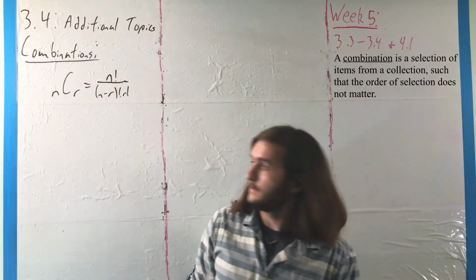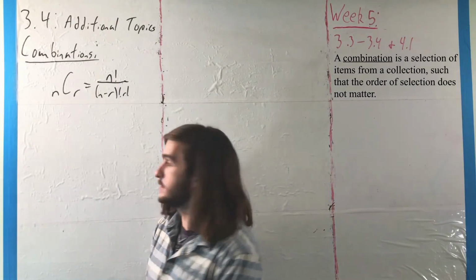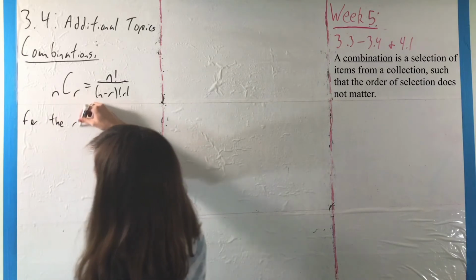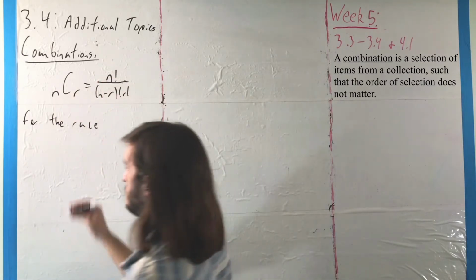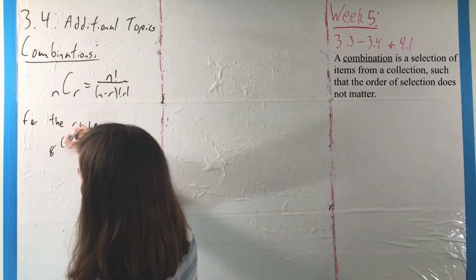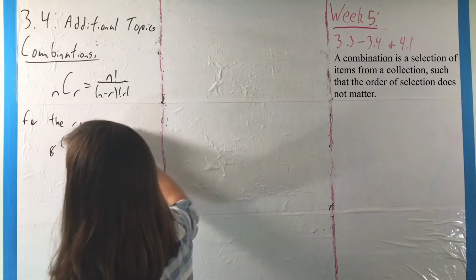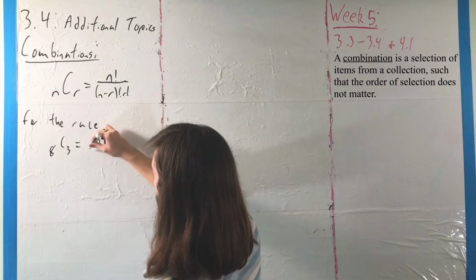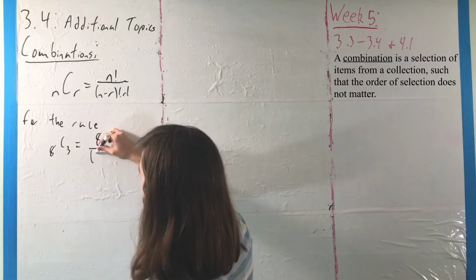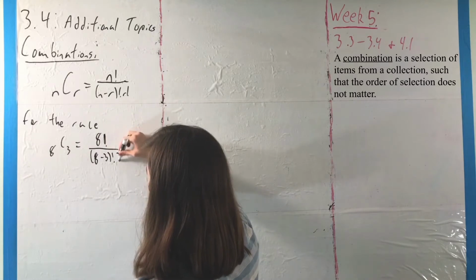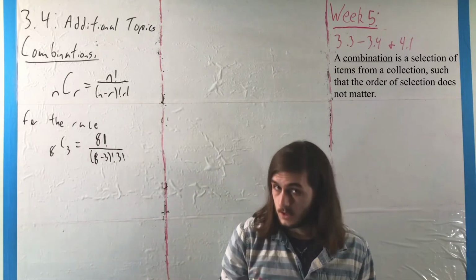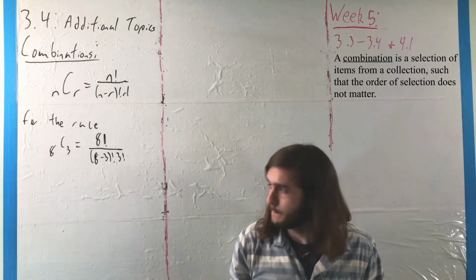In any case, if we specifically want to talk about the runners for the race, well, we would have 8 options that we are selecting 3 from. So that would be, in this case, 8 factorial over (8 minus 3) factorial times 3 factorial, because we don't care about the order in which those 3 are selected, we're just picking them.